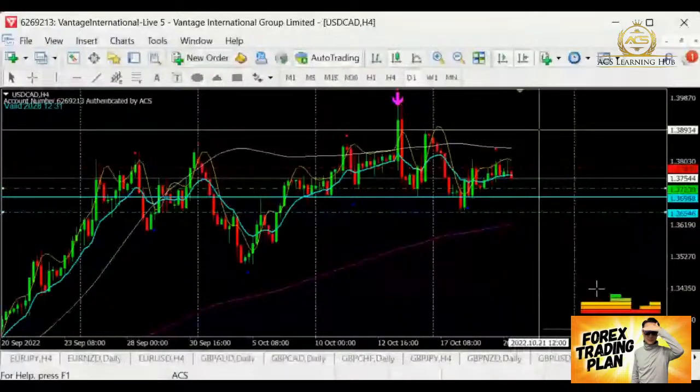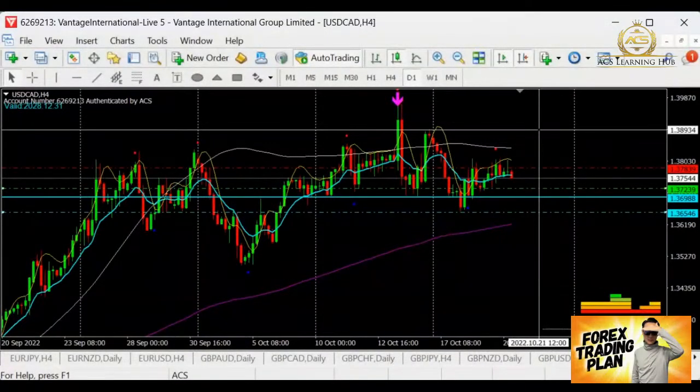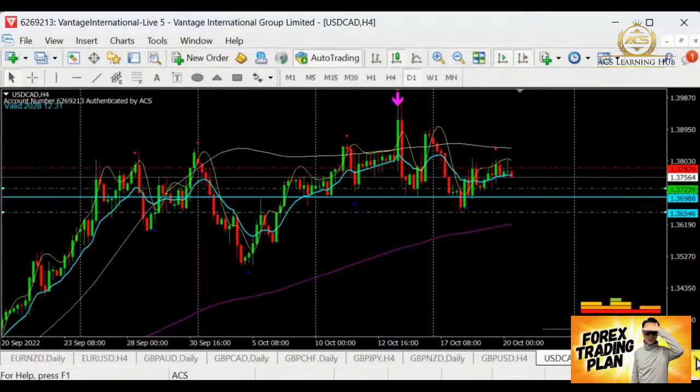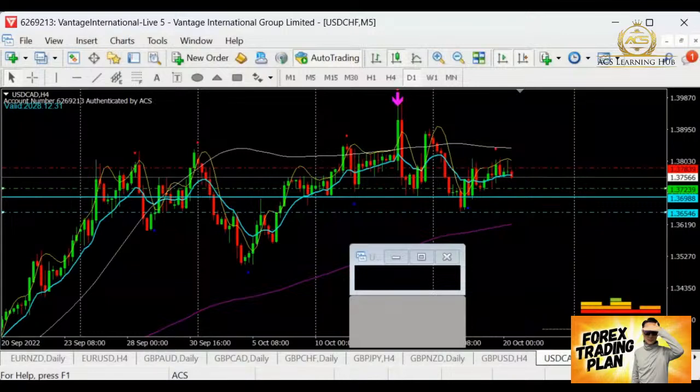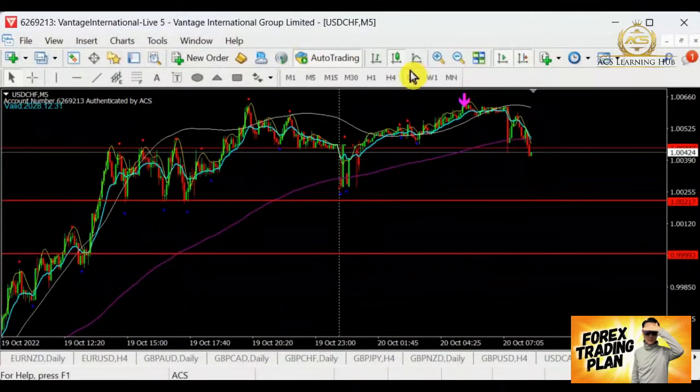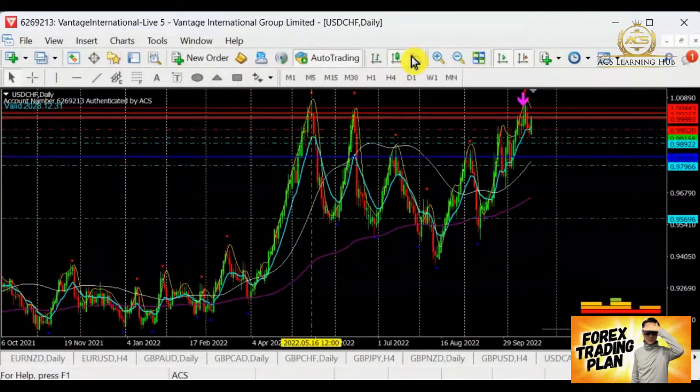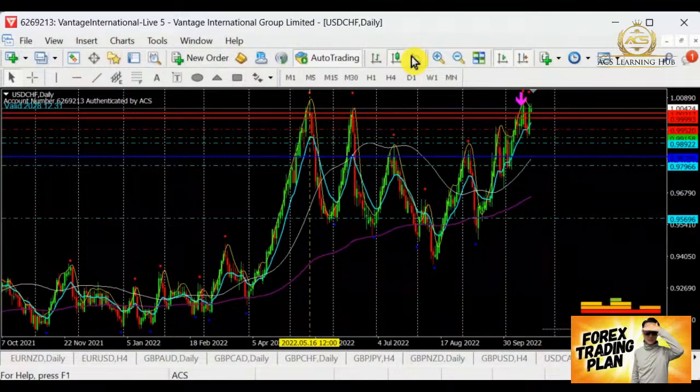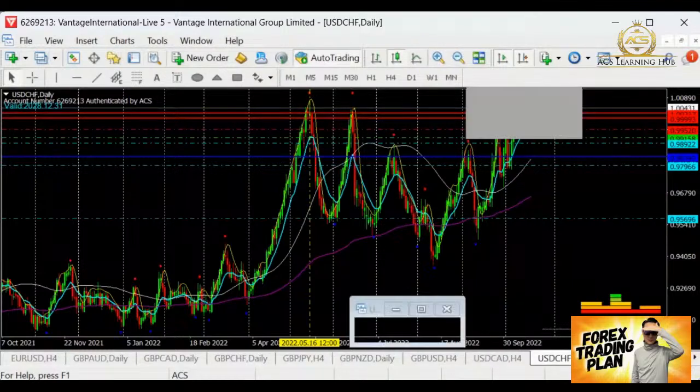Next, let's take a look at dollar franc. Dollar franc, we are still looking out for a buy. Bull is in control. So take note, guys, buyers can take note. Sellers have to stay away.